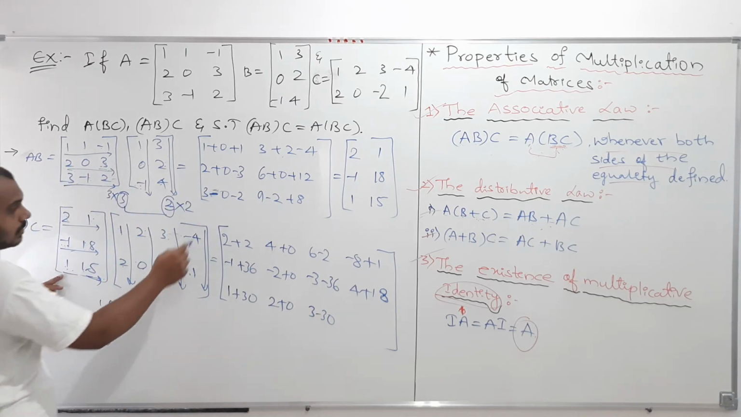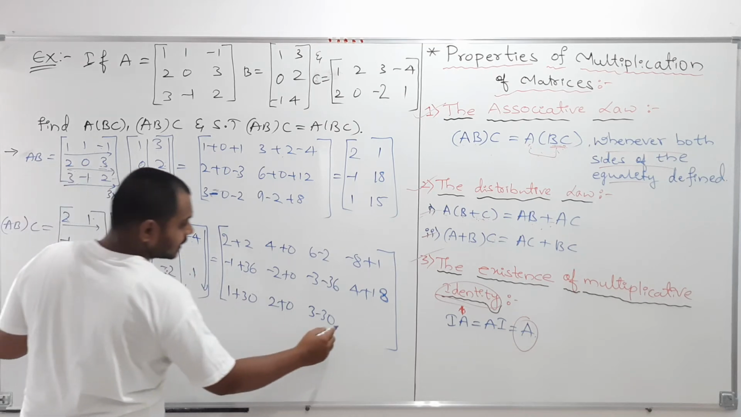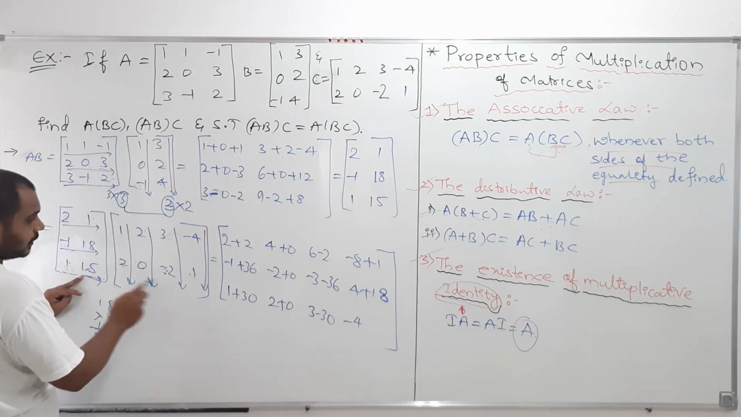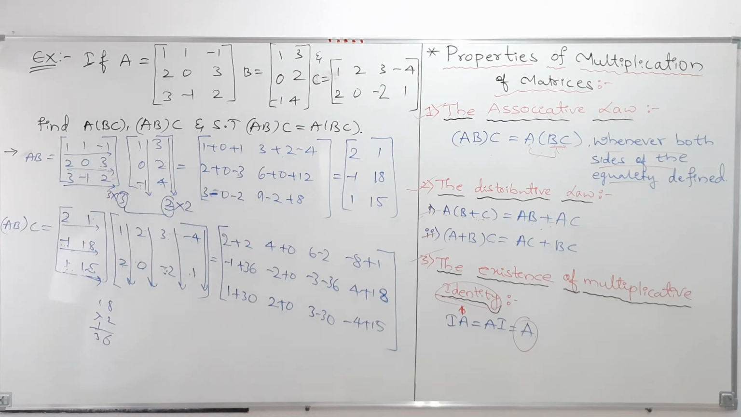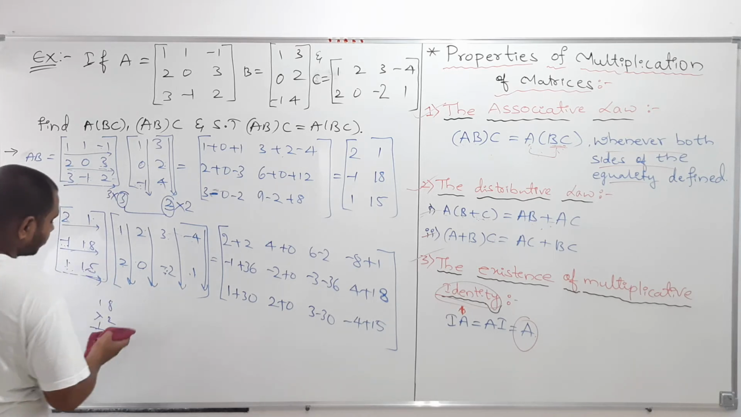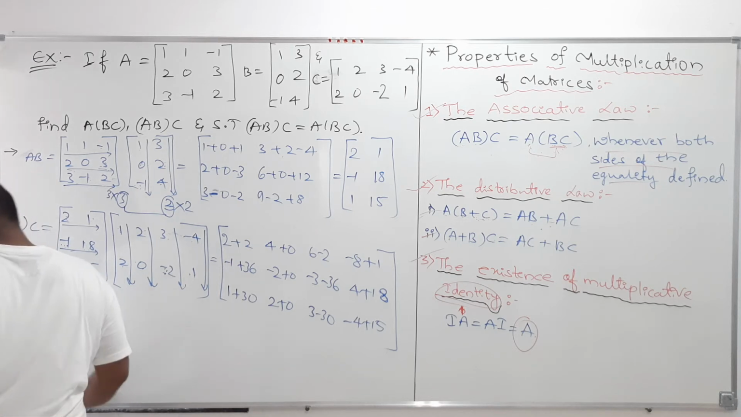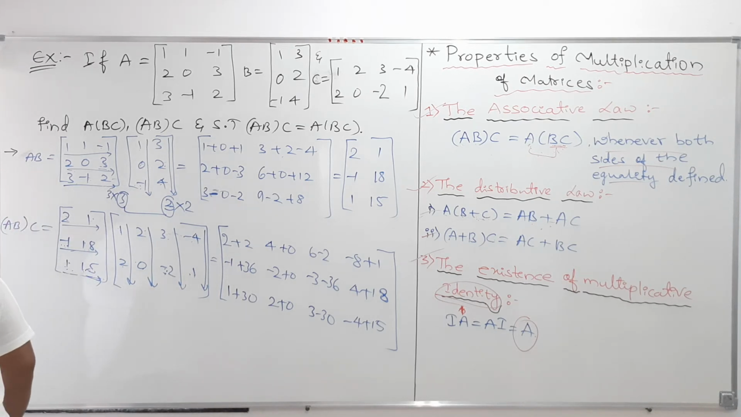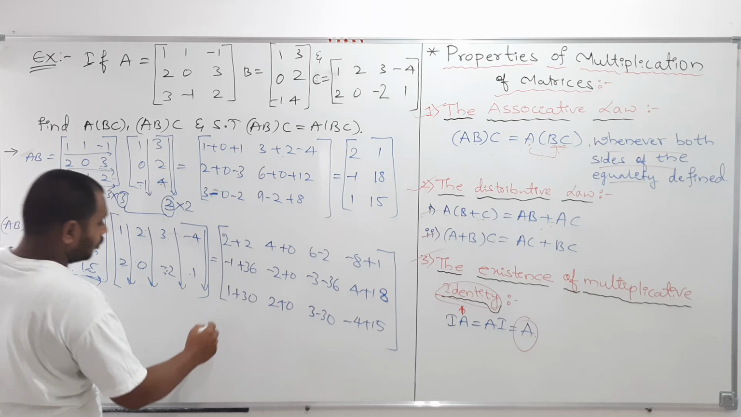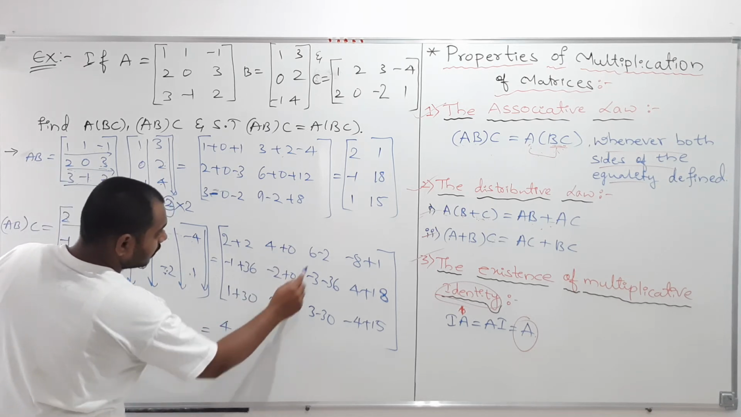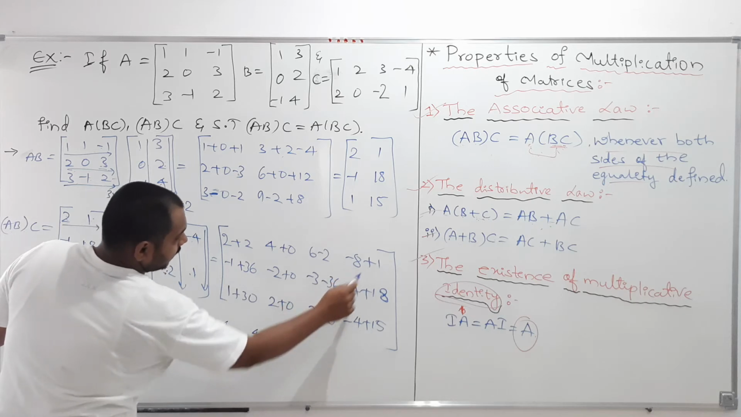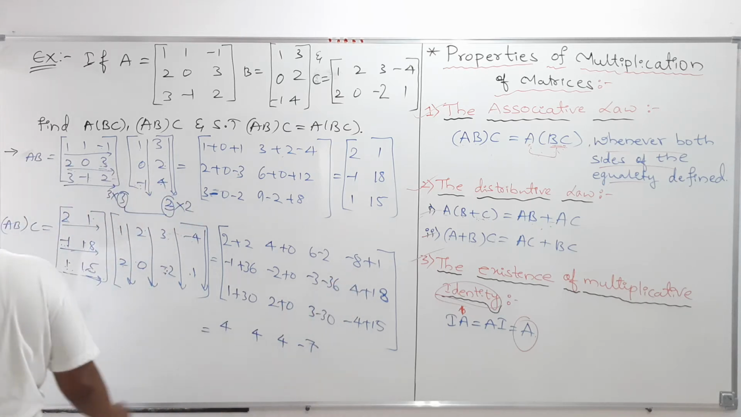Next, third row, fourth column. 1 into minus 4 is minus 4, 15 into 1 is plus 15, 15 into 1 is 15. So further simplify this. If you simplify this, you will get that AB into C value as, here it is 2 plus 2 is 4, 4 plus 0 is 4, 6 minus 2 is 4, minus 8 plus 7 is minus 7.